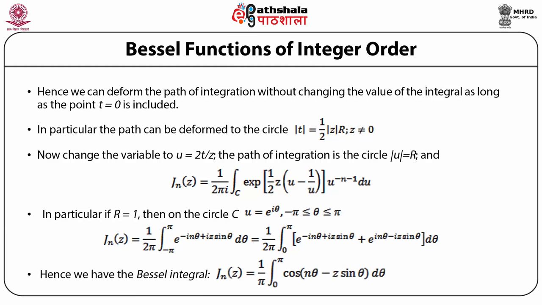Hence, we have the Bessel integral for Jn of z. Jn of z is equal to 1 by pi, the integral over theta going over the definite limits 0 to pi of cos of within the brackets n theta minus z sine theta, brackets close.